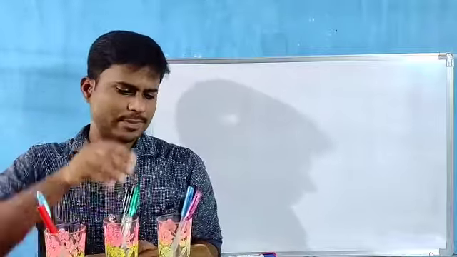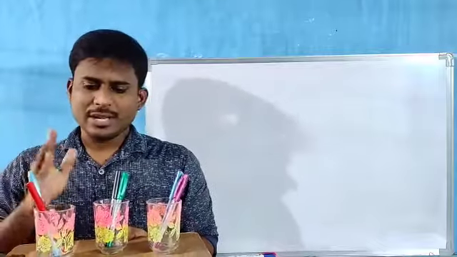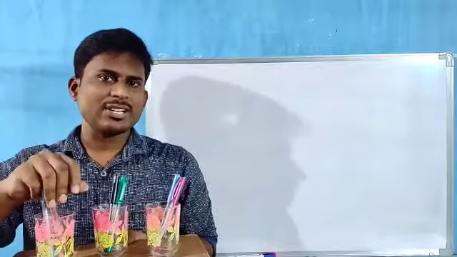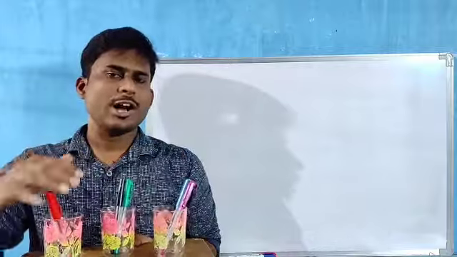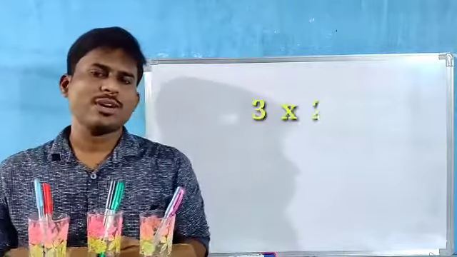2 and 2, children. So, how do we do multiplication, children, now? 3 and repeated addition, children. 2. How many times am I repeating? 3 times. So, 3 into 2. What is our answer, children?